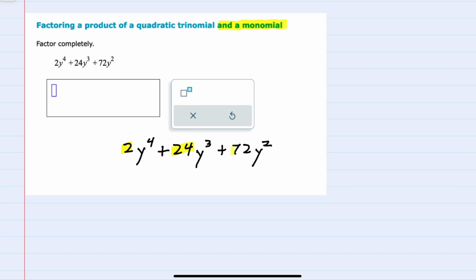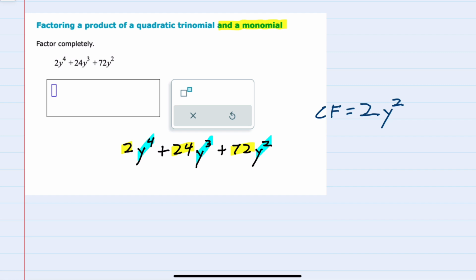Starting with the coefficients, I can see that these are all even. So my common factor for the coefficients will be 2. That's the greatest common factor of 2, 24, and 72. And then looking at the variable portions, they all have y's, so my common factor will include a y. I notice that they all have at least 2 y's, so the greatest common factor for the variable y is y squared.